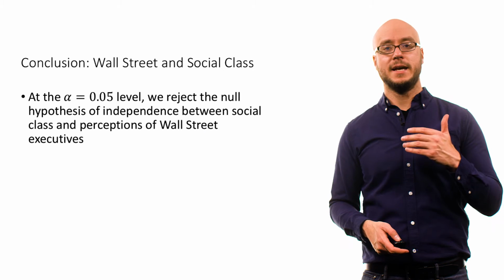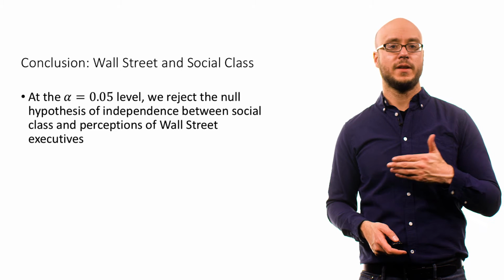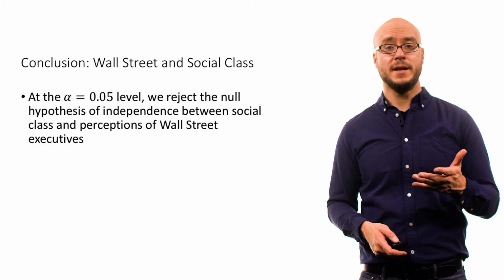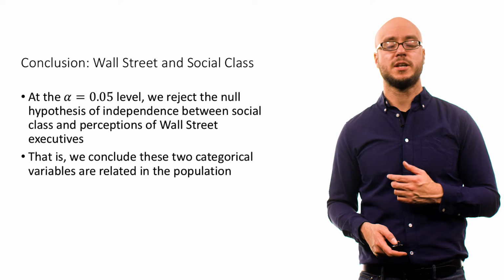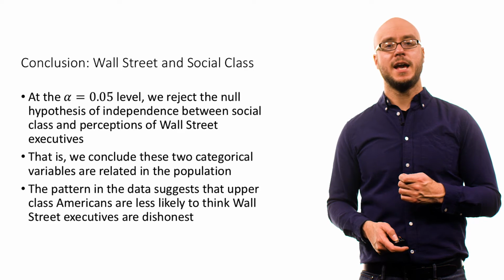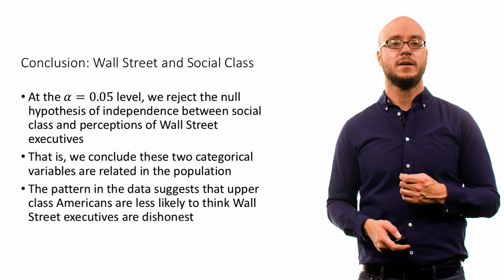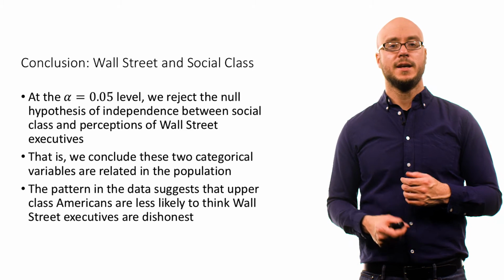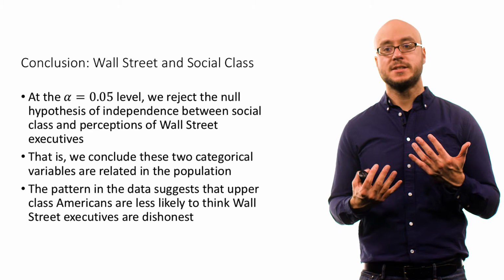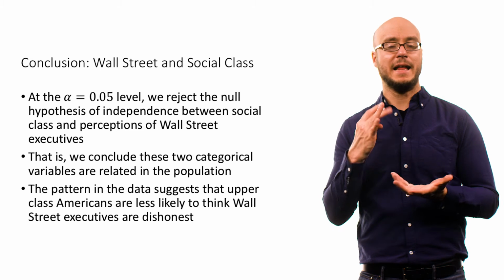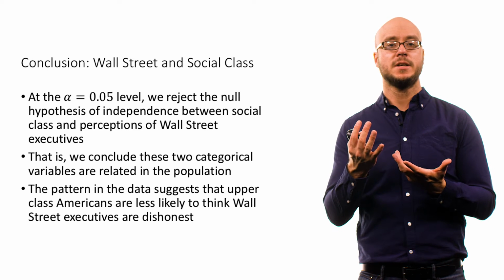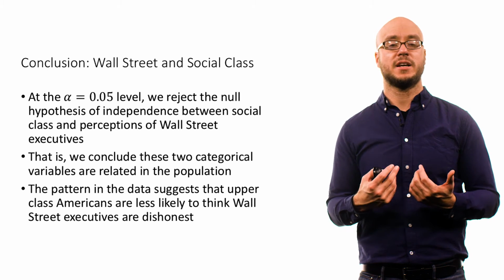So if the p is low, the null must go, as we've talked about before. So we reject the null that these two variables are independent. We say that we reject the null hypothesis that there's independence in the population between social class and perceptions of Wall Street executives. And this suggests that these two categorical variables are in fact related in the population. And if you look at the pattern in the data, it suggests that there's a class difference where people in the upper class are less likely to think Wall Street executives are dishonest.